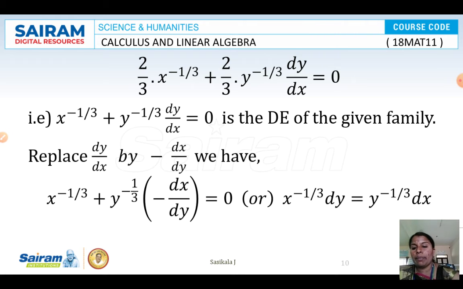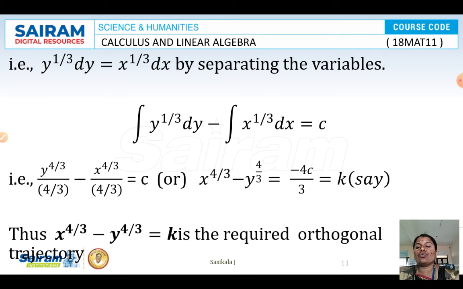Now it's time to replace dy by dx with minus dx by dy. So what will happen? x power minus 1 by 3 plus y power minus 1 by 3 into dy by dx replaced by minus dx by dy equal to 0, or x power minus 1 by 3 into dy is equal to y power minus 1 by 3 into dx. Now interchange it. This x term take to the right side, y term to be taken to the left side. So I will get y power 1 by 3. So minus will go for the plus, right? Because this will be in the denominator. Now take to the other side, it will come to the numerator. So y power 1 by 3 dy is equal to x power 1 by 3 dx.